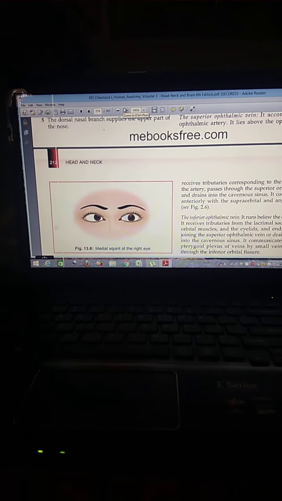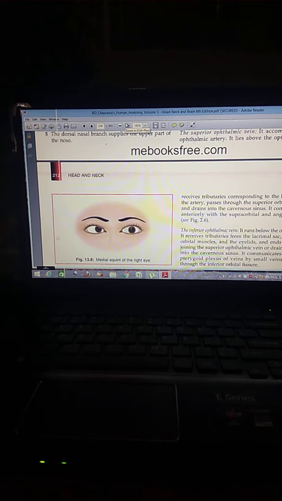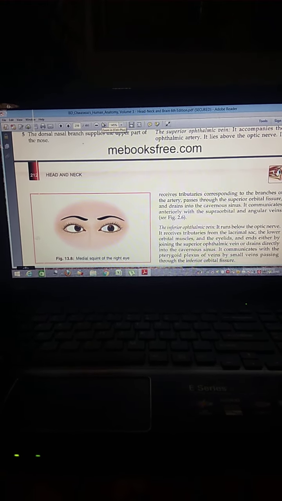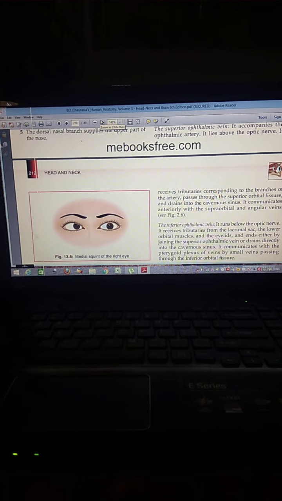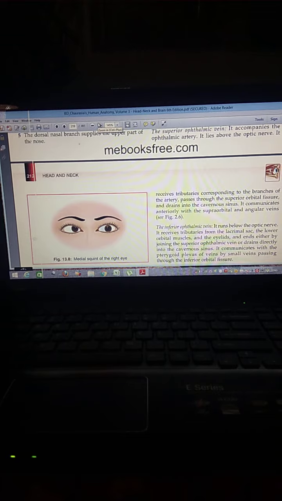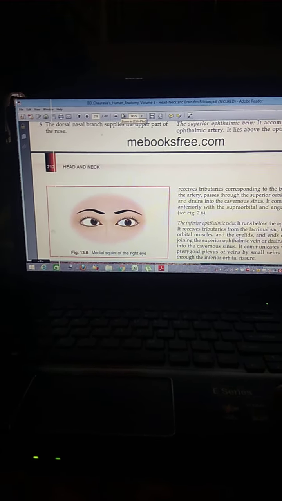The inferior ophthalmic vein runs below the optic nerve. It receives tributaries from the lacrimal sac, the lower orbital muscles and the eyelid, and either joins the superior ophthalmic vein or drains directly into the cavernous sinus.